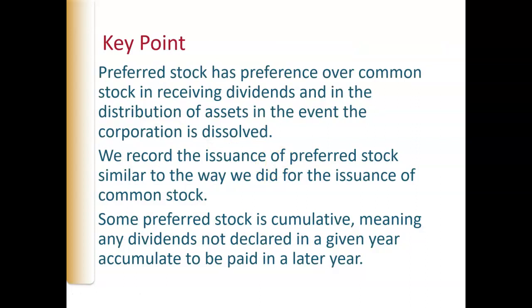Remember, preferred stock has preference over common stock in receiving dividends and in the distribution of assets in the event the corporation is dissolved. We record the issuance of preferred stock similar to the way we did for the issuance of common stock. Some preferred stock is cumulative, meaning any dividends not declared in a given year accumulate to be paid in a later year.